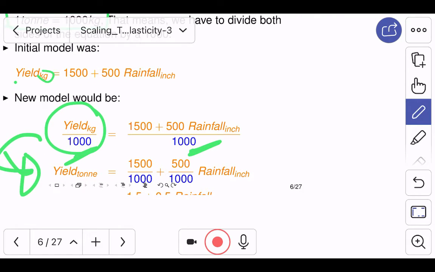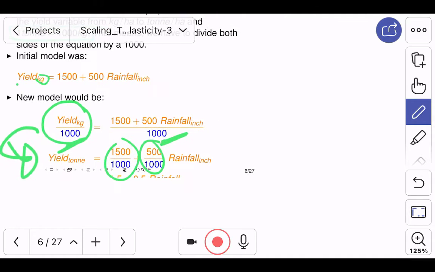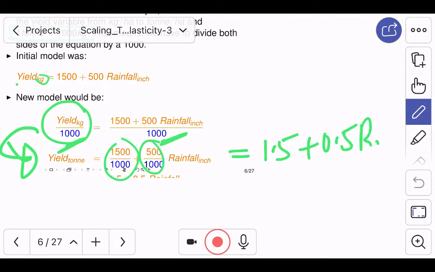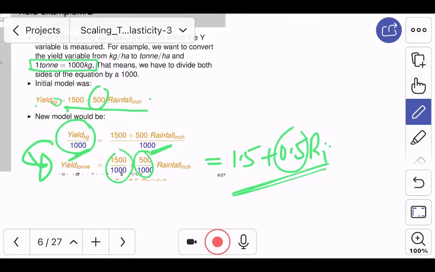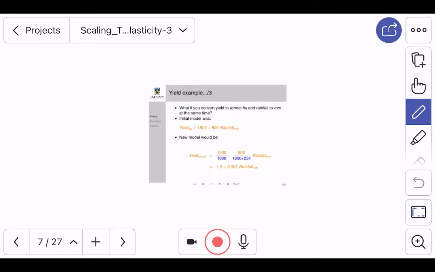So what I'm going to get is a different intercept, a different slope. Basically, what I'm going to have is something like 1.5 plus 0.5 rainfall in inches. And it's the same story again. So this was saying every inch gives me 500 kilograms. This is saying, well, every inch will give you half a ton. Half a ton is 500 kilograms, so they are the same. So when you think of the y variable, just divide both sides by the same thing.